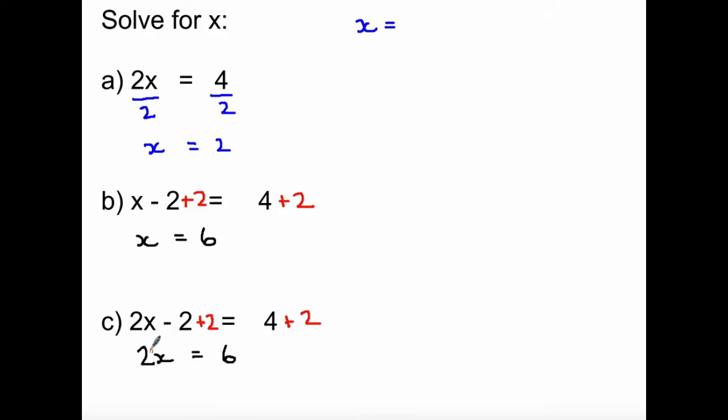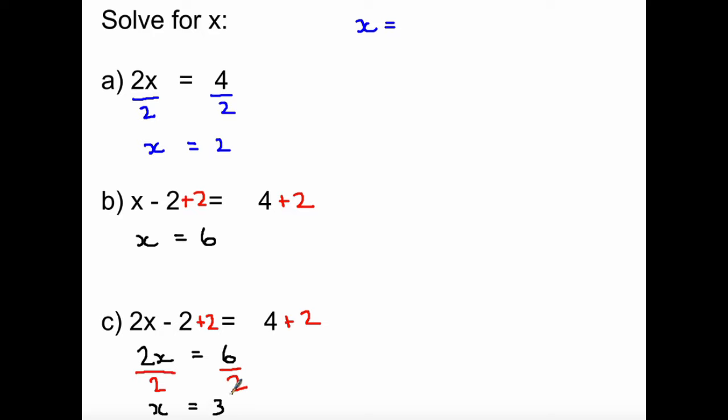So in this case now I've got 2x by itself. I can divide the whole side by 2 and divide the whole side here by 2. And in that case I'll have x is equal to 3.